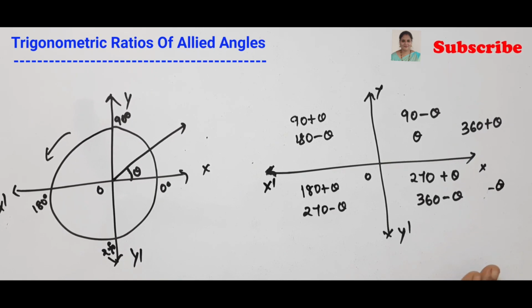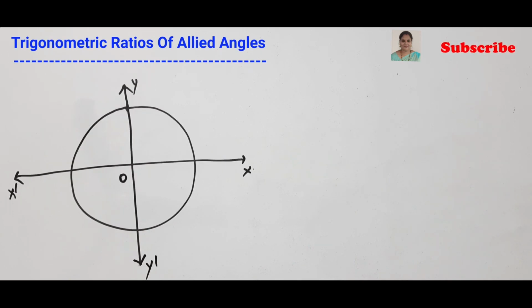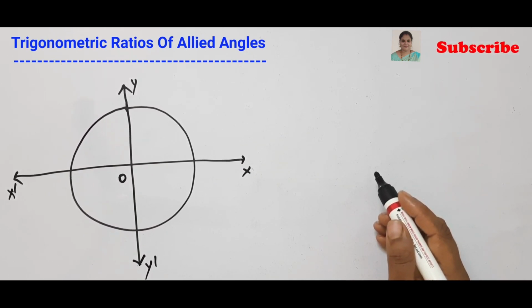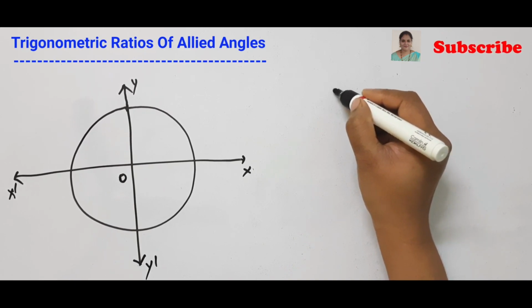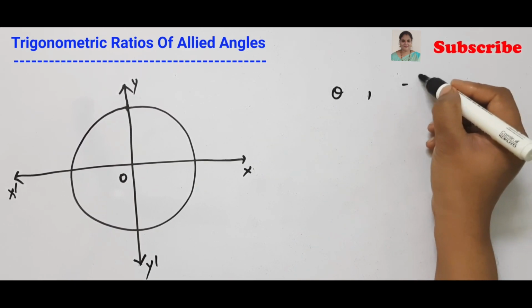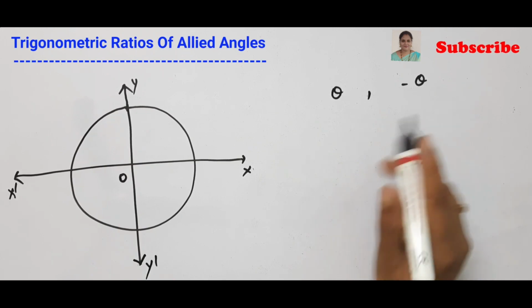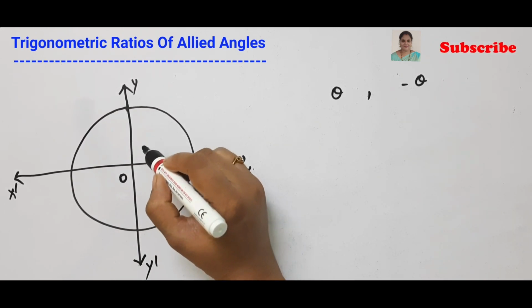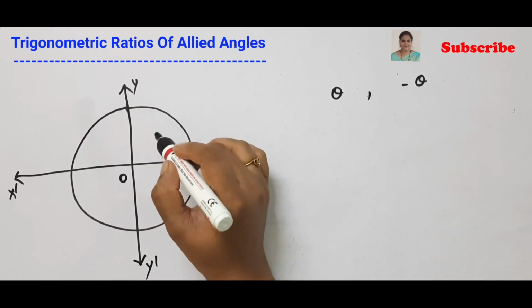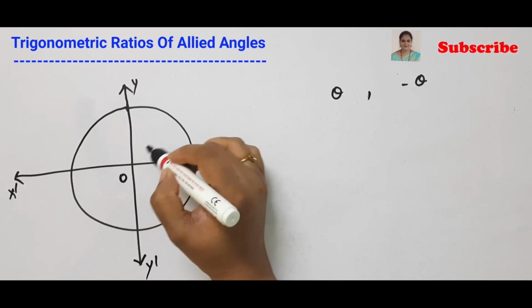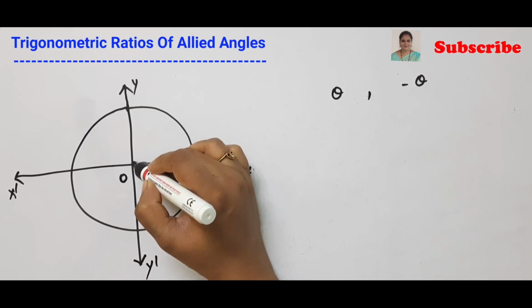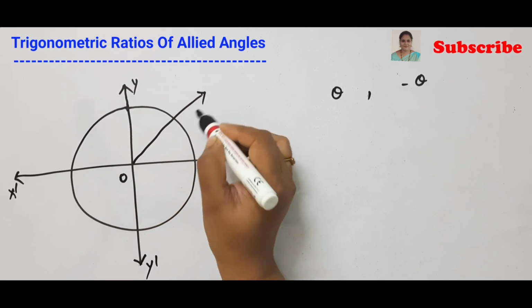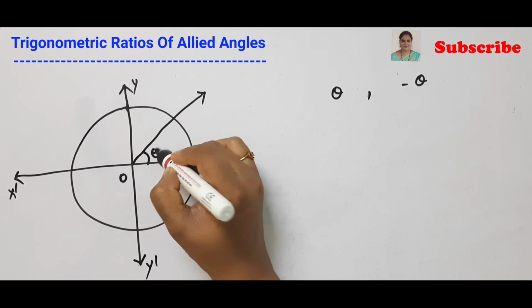Now let us study how the trigonometric ratios will be for these allied angles. First let us study the trigonometric ratios of allied angles theta and minus theta. If the terminal ray is making an angle theta, as we just learnt, it will be in the first quadrant. So this angle becomes theta.